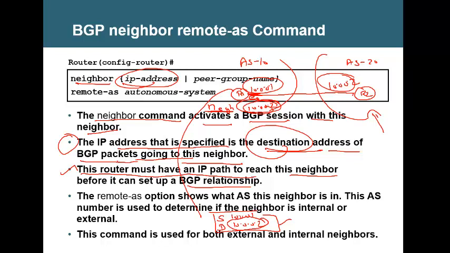Now see the third point. This router must have an IP path to reach this neighbor before it can set up a BGP relationship. So before BGP relationship, what is necessary is the IP path. Now the remote AS option shows what AS the neighbor is in. The AS number is used to determine if the neighbor is internal or external. It's the same point which we saw in the previous slide.